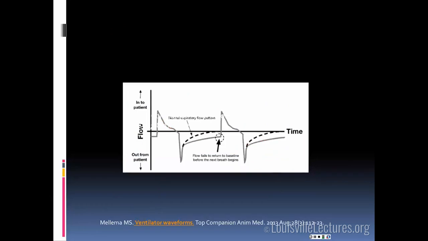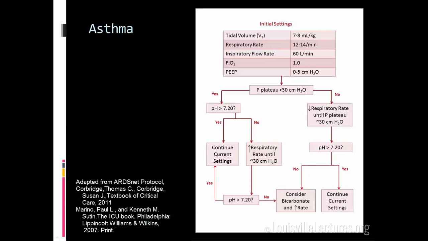So this is just, again, showing a flow time curve, showing that it doesn't go back to baseline, and therefore this patient is auto-PEEPing. So this is just an algorithm as to how to ventilate a patient with asthma. I found that interesting. First of all, you're going to use a low tidal volume. I think I would use 6 cc per kilo as opposed to 7 to 8, okay?